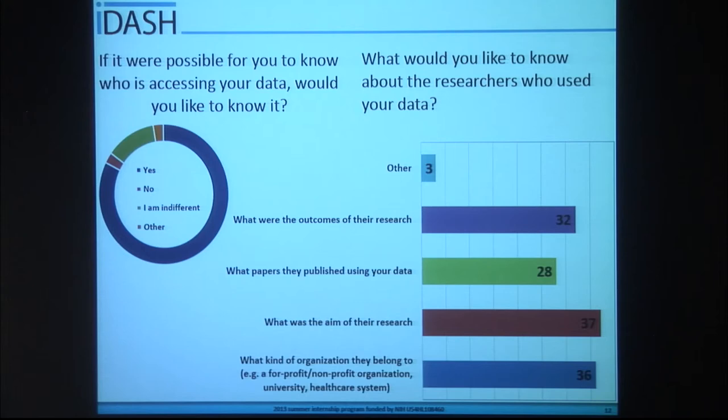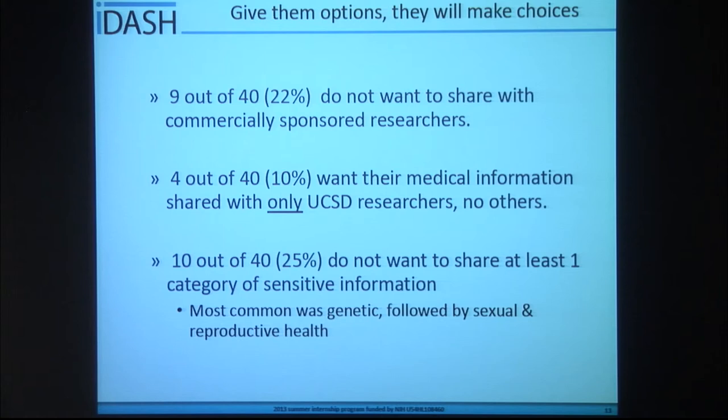So these results are from the taxonomy that I showed the screenshots of earlier. These were the results of the patients' personal choices about whether they wanted to share their information. So 22% of my participants did not want to share their medical history with commercially sponsored researchers. And 10% wanted their medical information shared with only UCSC-based researchers and not researchers from other institutions. And 25% did not want to share at least one category of sensitive information. And by far the most common was genetic information, although there were a few who also did not want to share sexual and reproductive health.